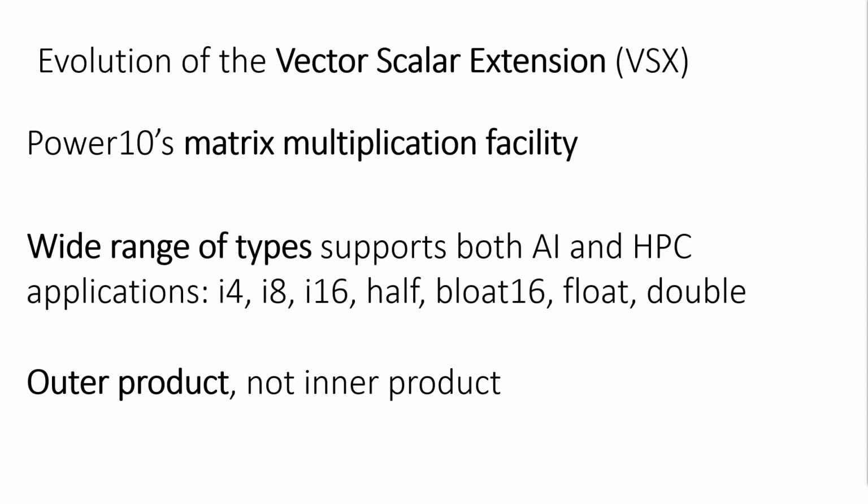It supports a wide range of types that help both AI and HPC applications. These are things like 4-bit integers, 8-bit integers, 16-bit integers, as well as floating point types such as the 16-bit floating point type and Google's Brain floating point 16-bit type, as well as floats and doubles. Importantly, it is an outer product and not an inner product facility, meaning it can model some operations that other architectures can't very easily.